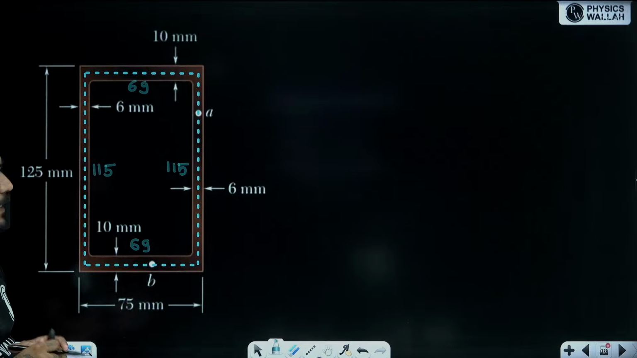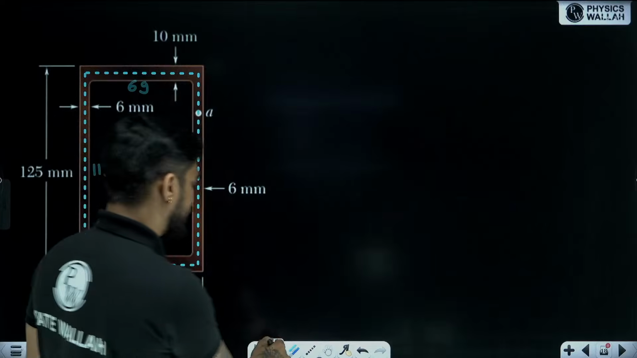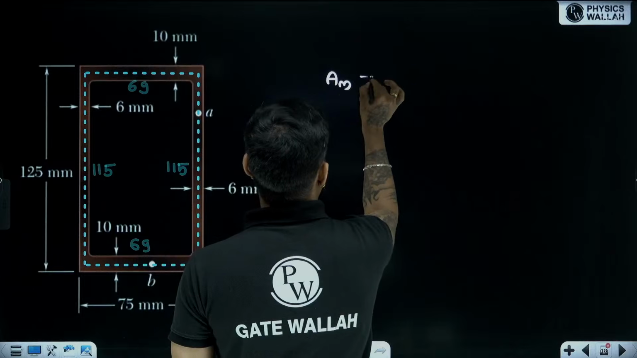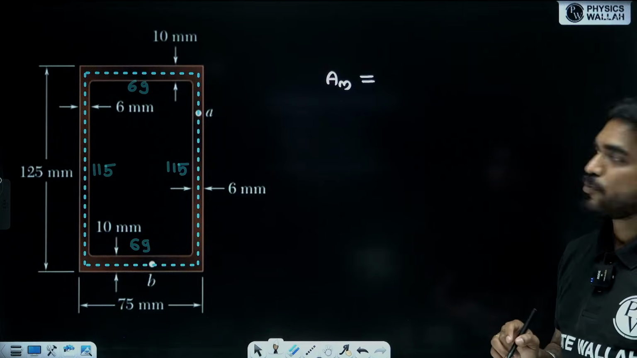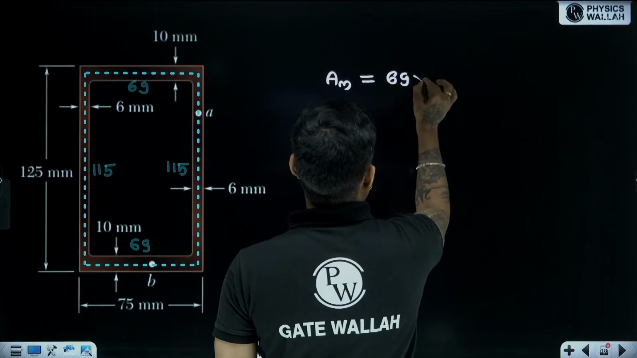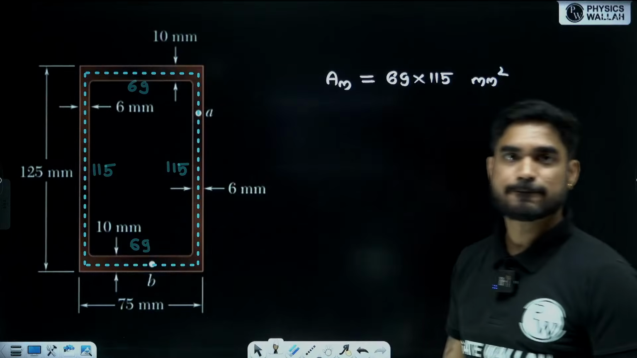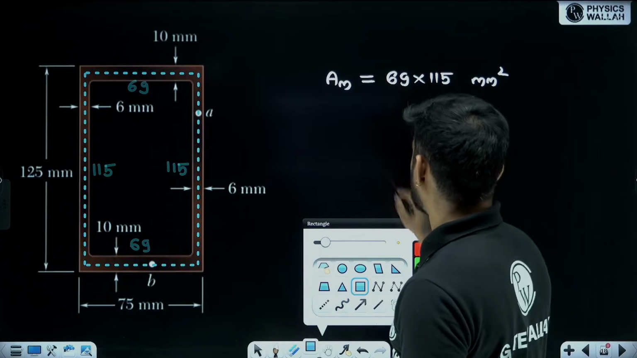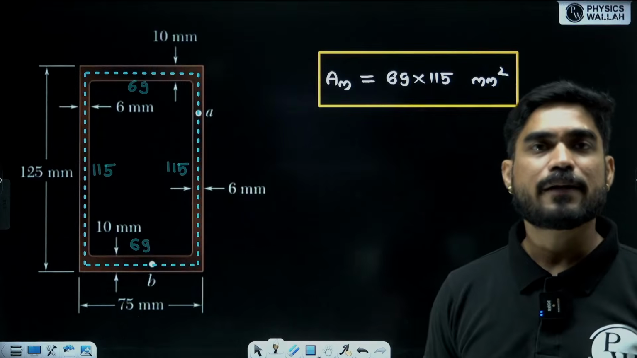Okay, now we have drawn the center line, the middle line. The next thing that we need to do is calculate the area enclosed by this center line. So beta, how much will be the area? It is a rectangle, 69 by 115 mm square, right? So this is AM, which we will use to calculate shear stress at point A and point B.